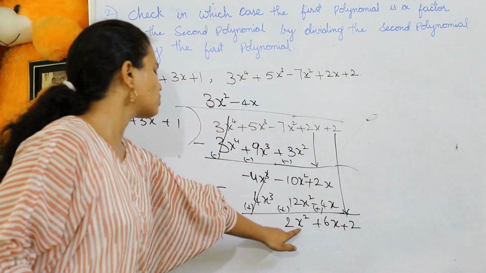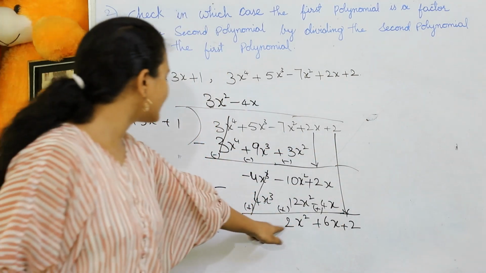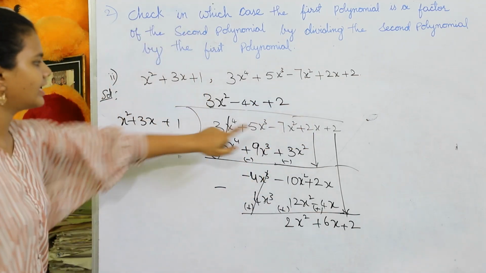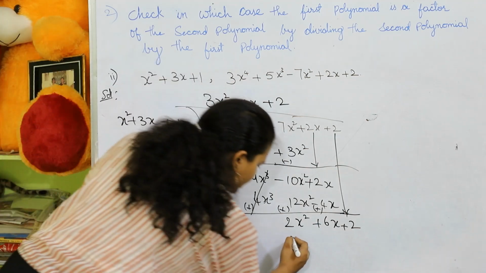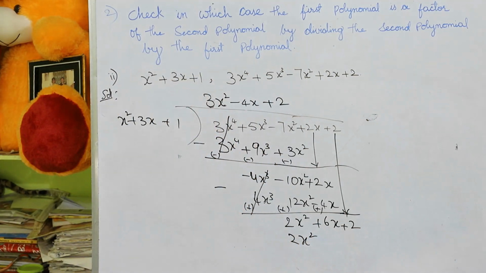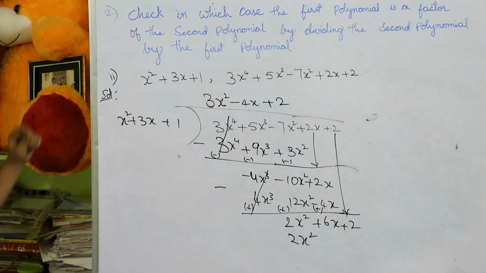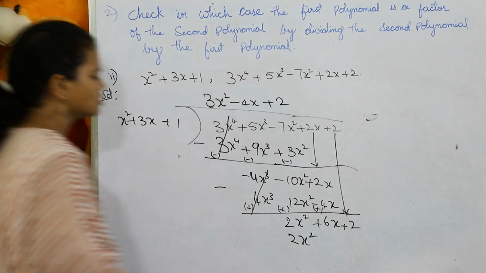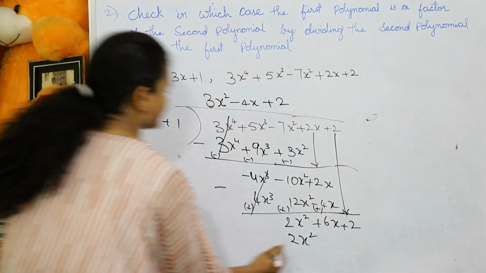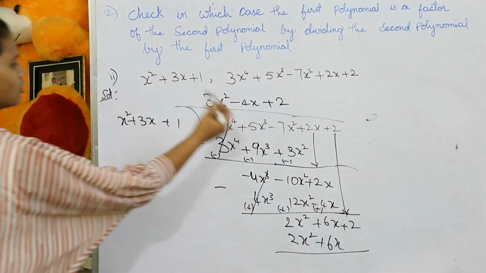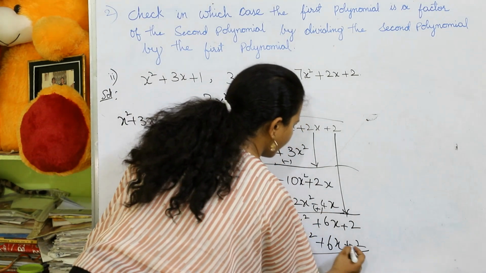Now here you have 2x square, here you have 2x square. So if I add plus 2, where 2 into x square, this gives what? 2x square. I am going to write 2x square on the board here. So I have written 2x square. Okay, so 2 into plus 3x, what's the value? 2 threes are 6, so plus 6x. Again 2 ones are 2, so plus 2. Okay. Now what happens?